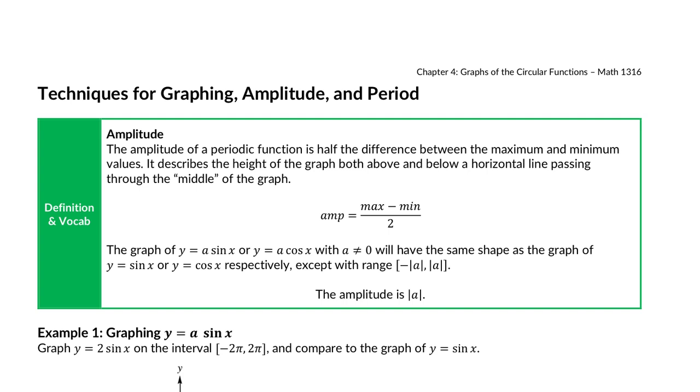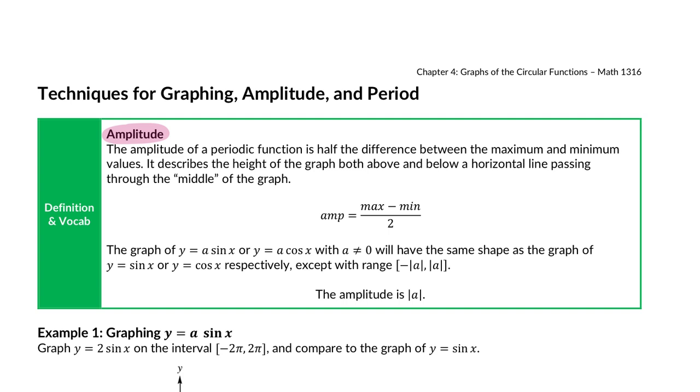Now, I will be recommending that you follow my color scheme on this, because this is the color scheme I'm going to use for this entire unit. Amplitude is going to be pink. The amplitude of a periodic function is half the difference between the maximum and minimum values. It describes the height of the graph both above and below a horizontal line passing through the middle of the graph. If you ever do sound waves, the crest and the trough are the words you'd use for that. So it's measuring the crest from the center to the top, or the trough, center to the bottom.